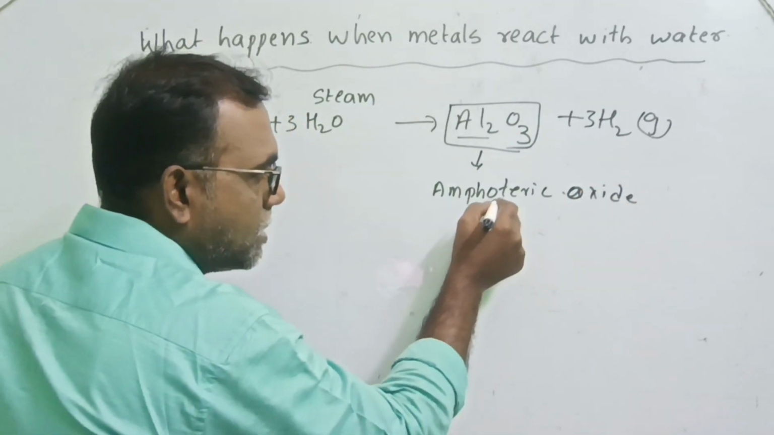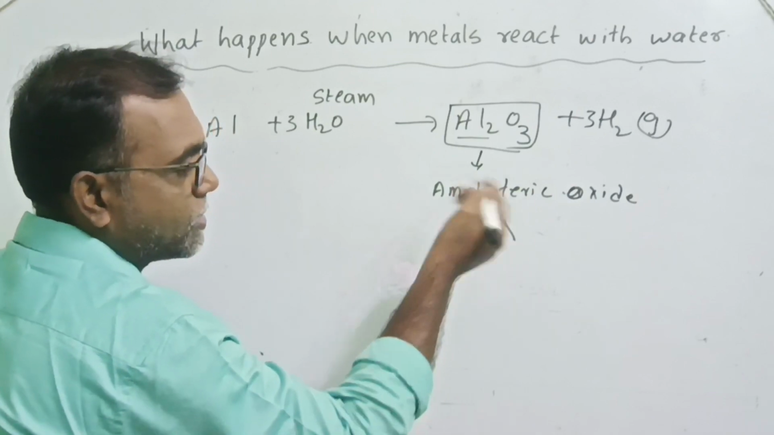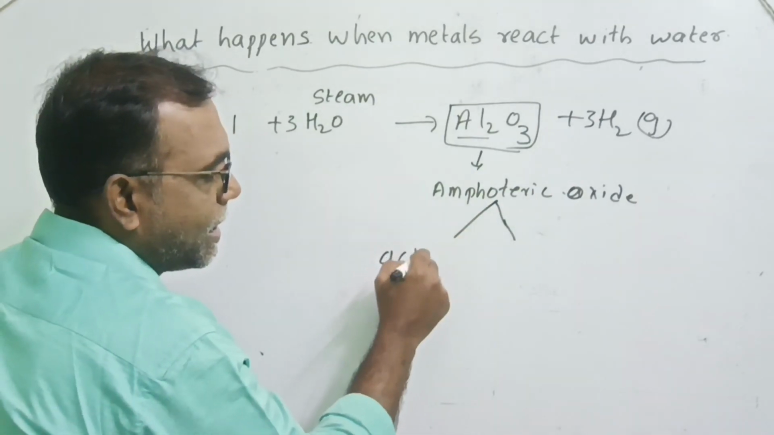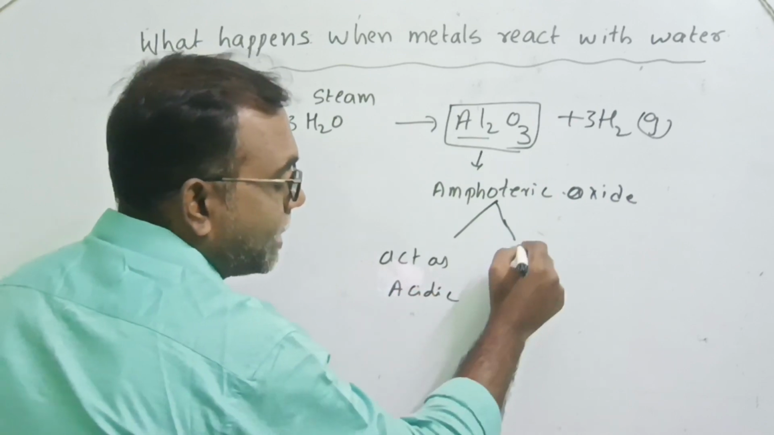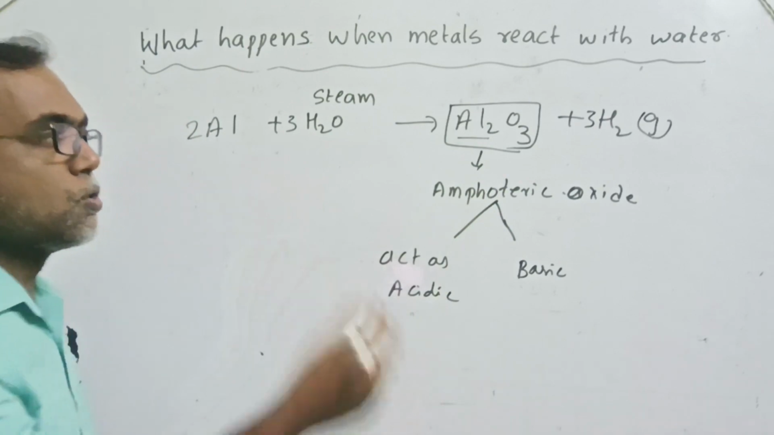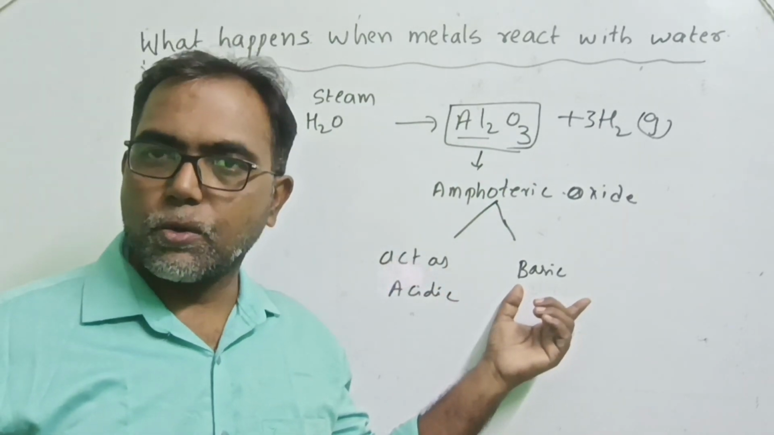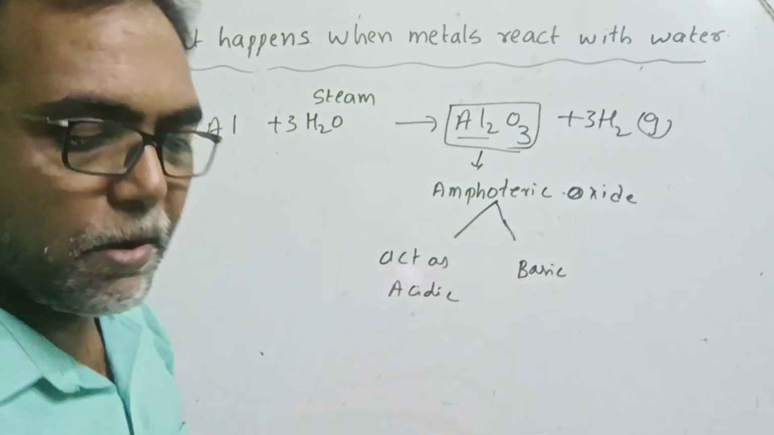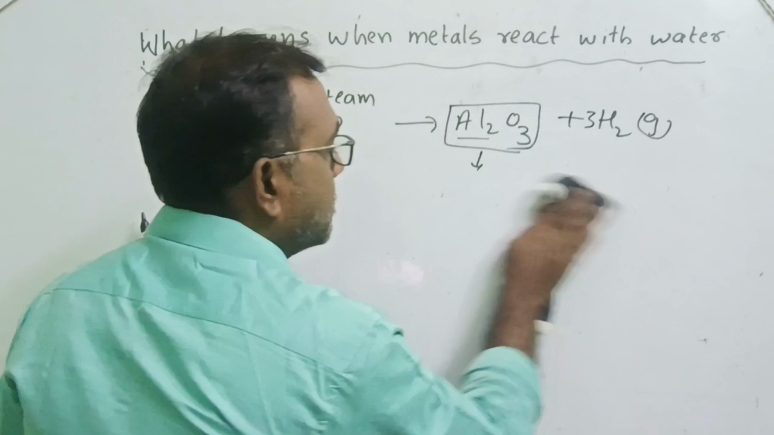Amphoteric means it acts as acidic and also acts as basic. These metal oxides show acidic behavior and basic behavior both. So we call them amphoteric oxides. Okay, so next, zinc.